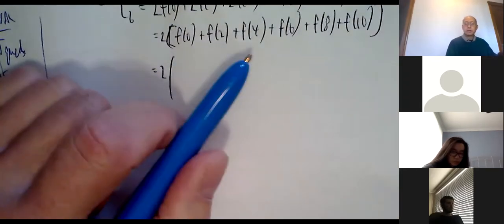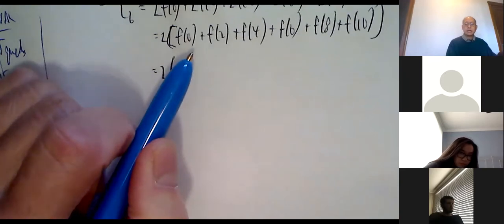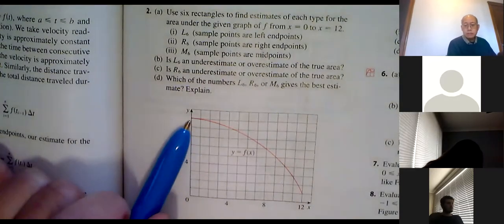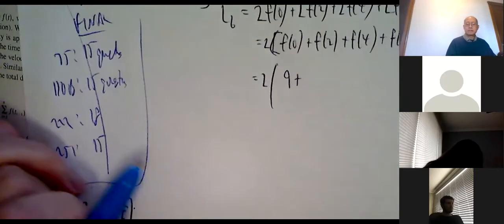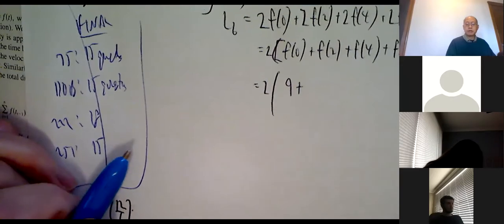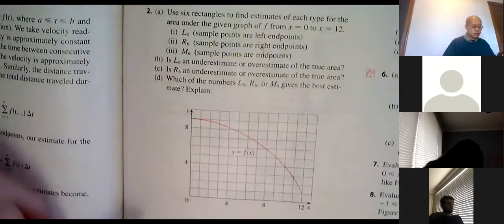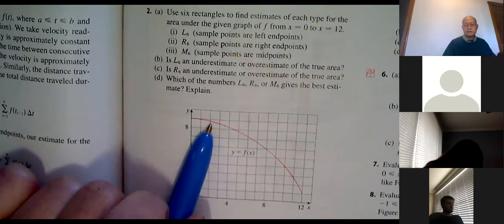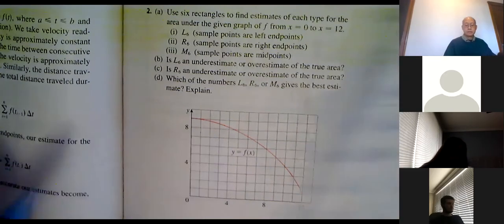Okay. At all the left endpoints, 0, 2, 4, 6, 8, 10. Okay. So I want those 6 heights. Just read it off the graph. So f of 0 looks like it's 9. I know it's a little bit clumsy because I have to write and then take away this book, but that's the way we are here. Okay, what's the height at 2? Well, 8.8 maybe. Just guesstimating here.